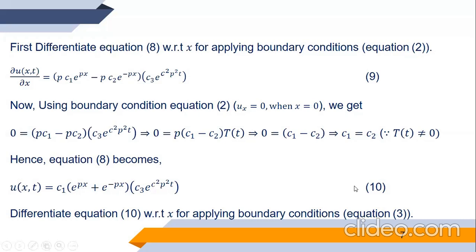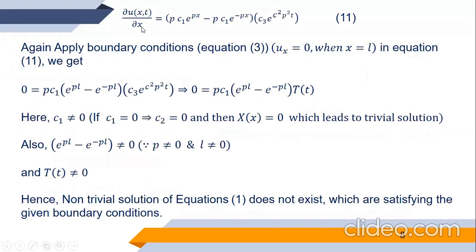Now we are applying the boundary condition equation number 3 again, and this is based on the partial derivative. So differentiate equation 10 with respect to x for applying the boundary condition equation 3. So del u by del x is equal to p c1 e raised to px minus p c1 e raised to minus px into c3 e raised to c square p square t, equation 11.